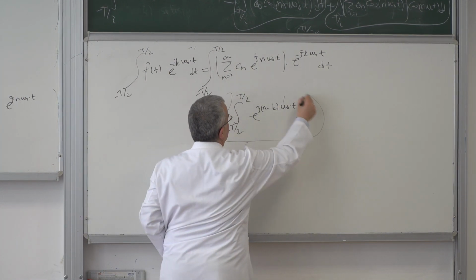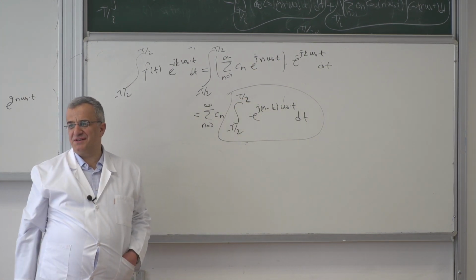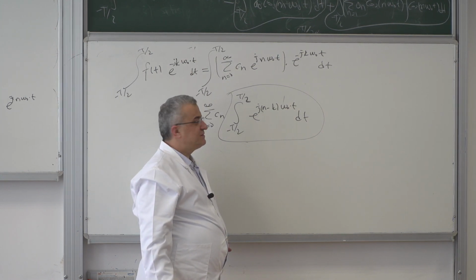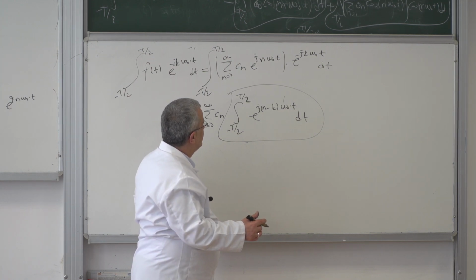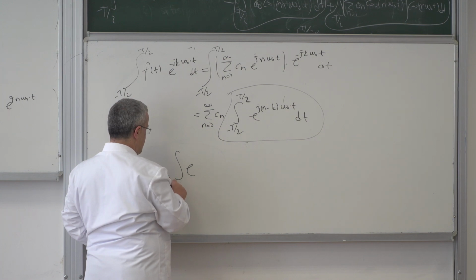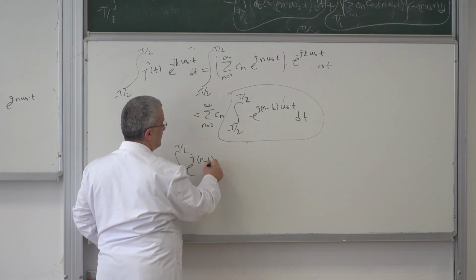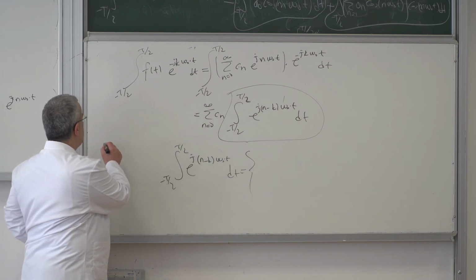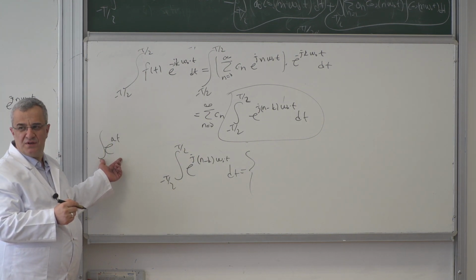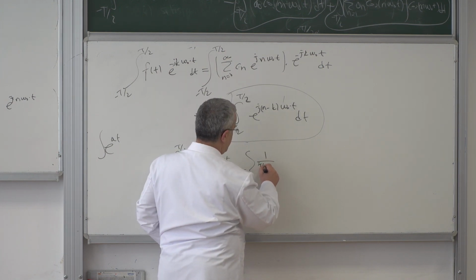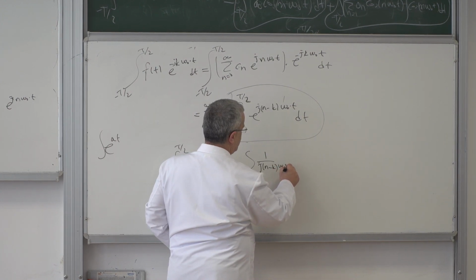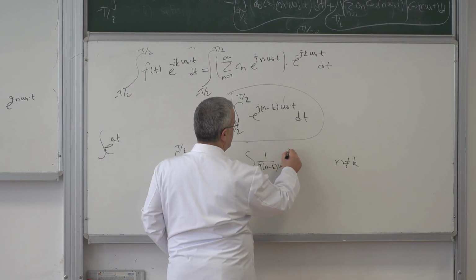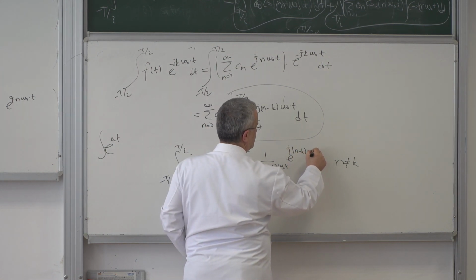Now let's look at this integral from your experience from last class. What is this equal to? Okay, let's calculate this integral now. This is the integral with respect to t, so it is e to the at. What is the integral of this? You remember that? So 1 over j n minus k omega 0, times e to the j n minus k omega 0 t, provided n is different from k, right?